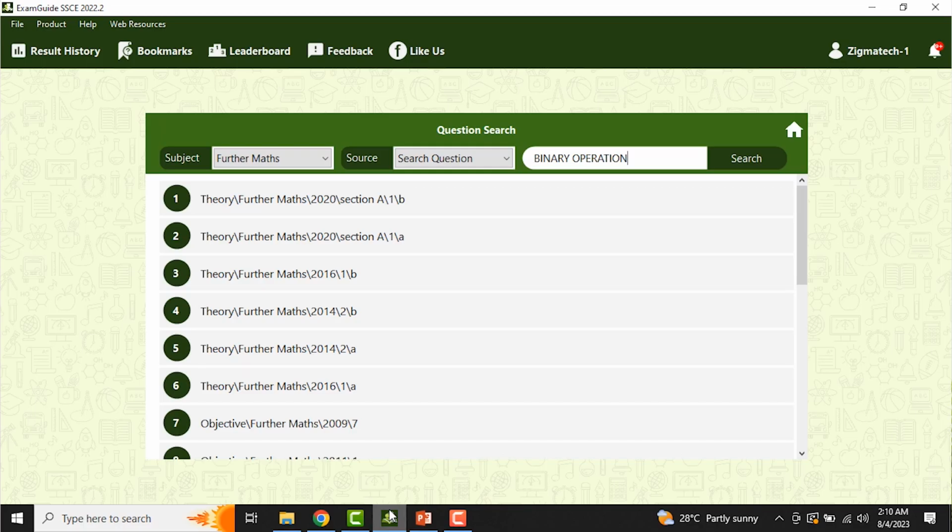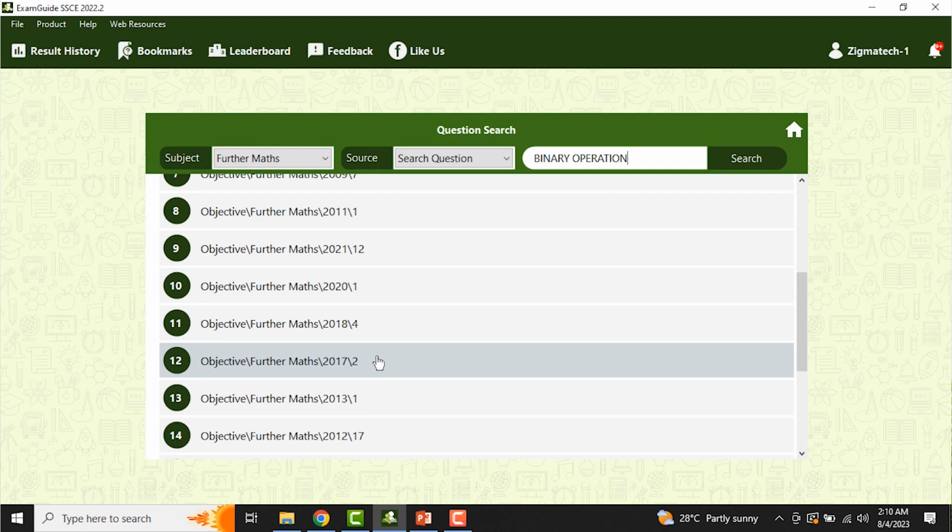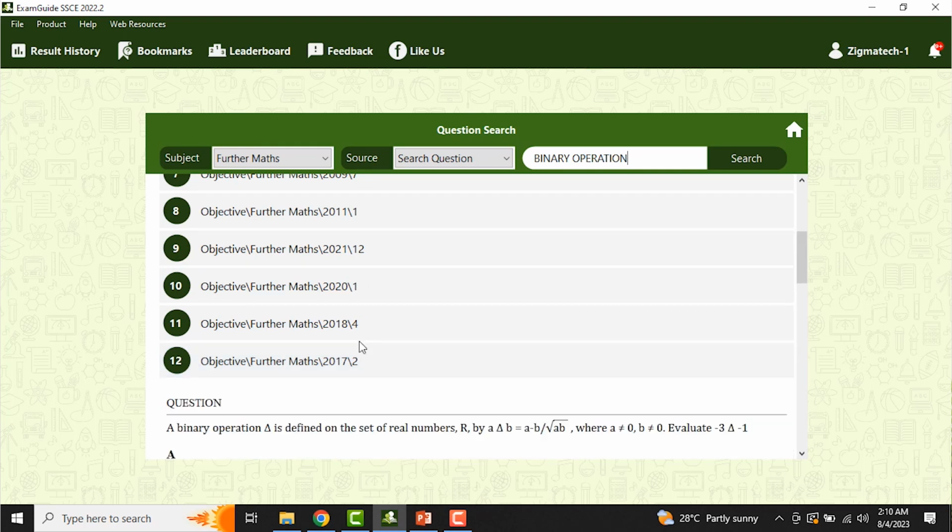Let's solve questions from past WAEC further mathematics using the Examguide app. Okay, question number 1. A binary operation is defined.